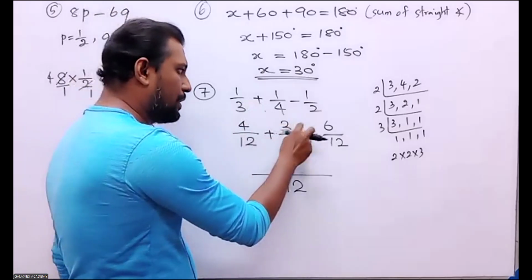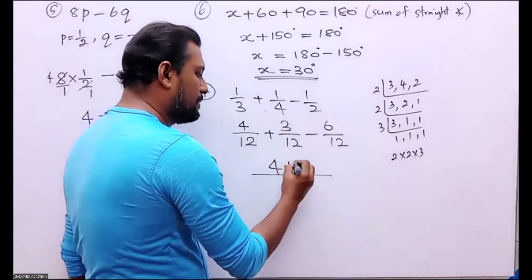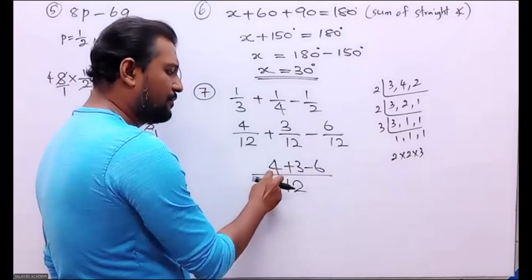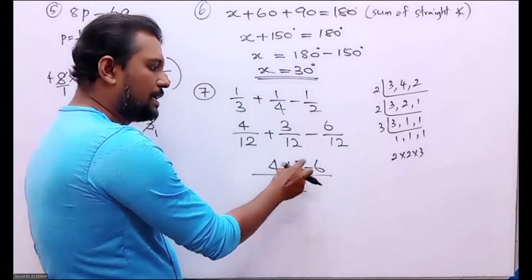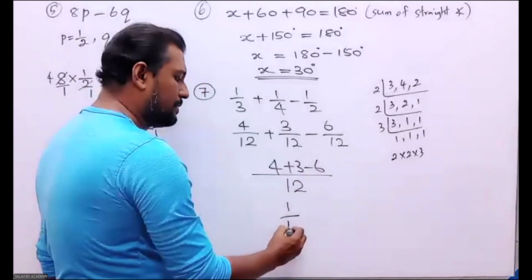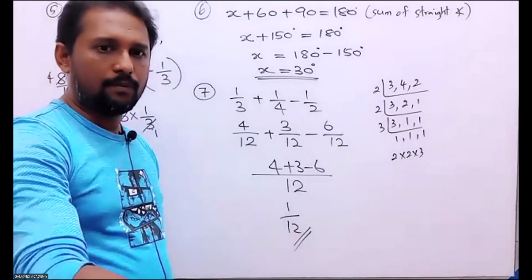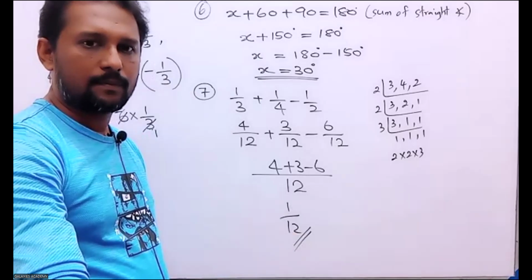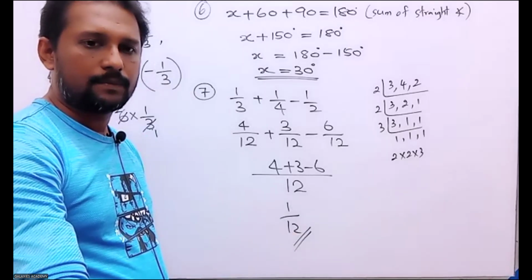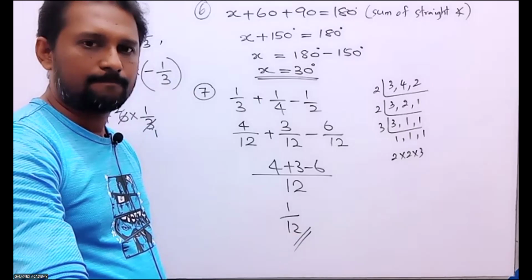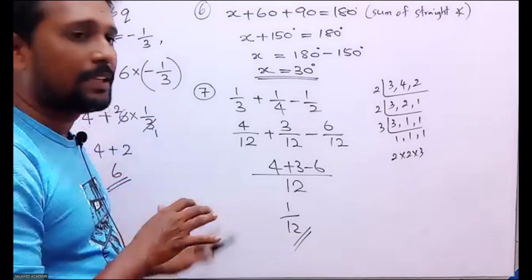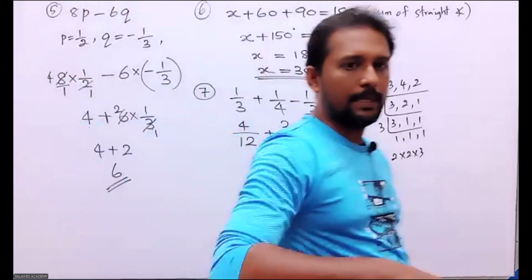4 plus 3 minus 6. So what is the answer? 4 plus 3 is 7. 7 minus 6, 1. So the answer is 1/12. Right? 1/12. It is the seventh question. Question number 7.